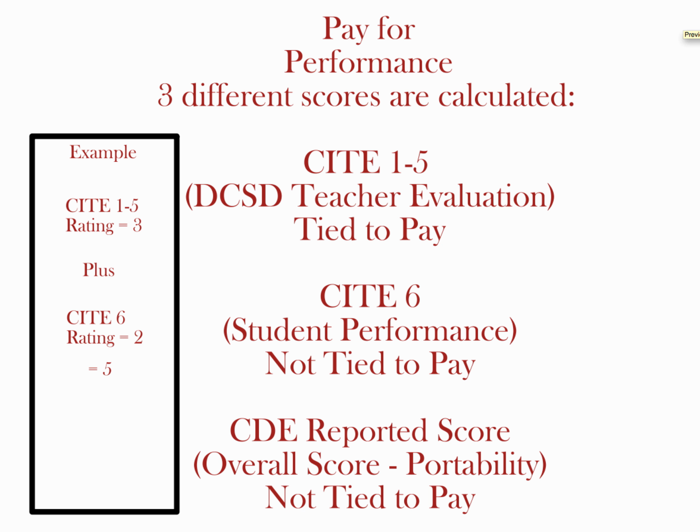So we would take those numbers, 3 plus 2 would equal 5. We would divide it by 2 to represent the 50%, and we would get 2.5. Now the state requires that we only submit whole numbers, and so we use normal rounding rules, which means 2.5 would round up to 3, and 2.4 would round down to 2.